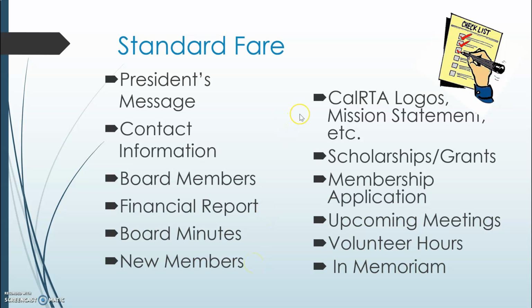CalRTA logos, mission statement, statement of purpose, those should be sprinkled throughout the newsletter. Some divisions will advertise scholarships and grants, either statewide scholarships or division and local grants. A membership application or a link to membership applications on the CalRTA website are also found in many, many newsletters. Obviously, information about upcoming meetings, including, if it's virtual, a Zoom link to that meeting or some form of registration.